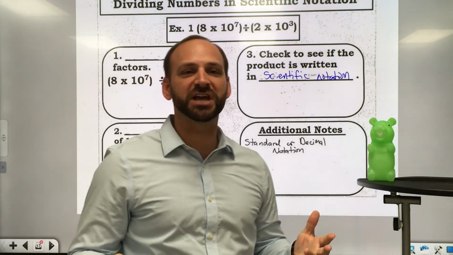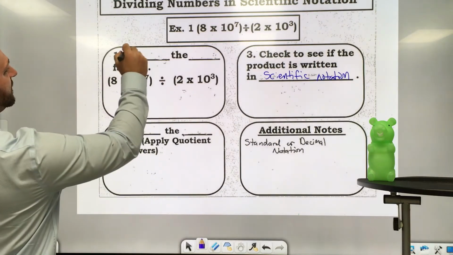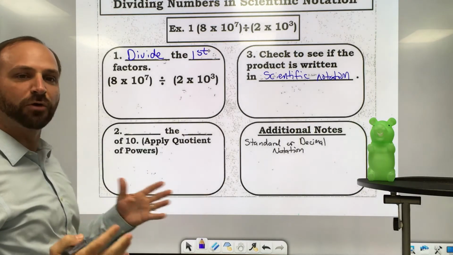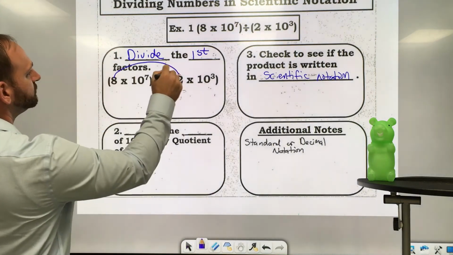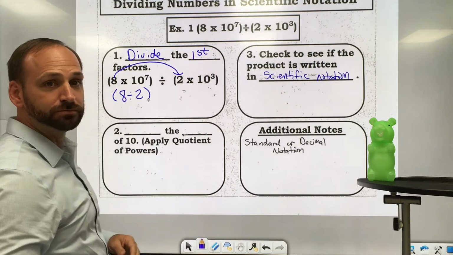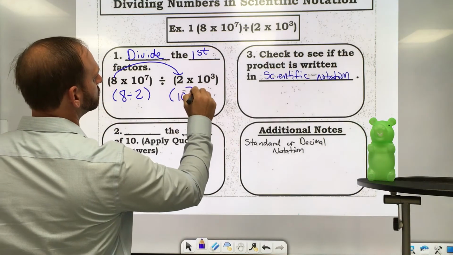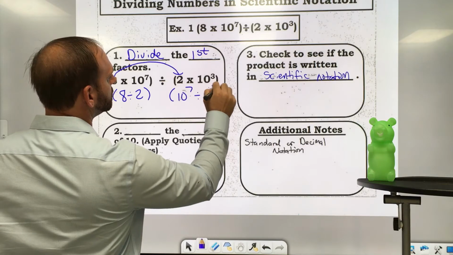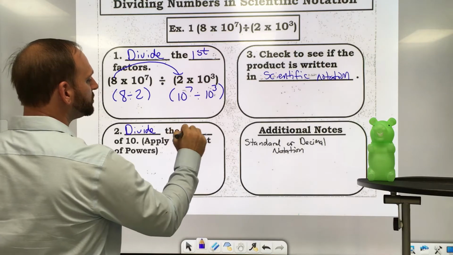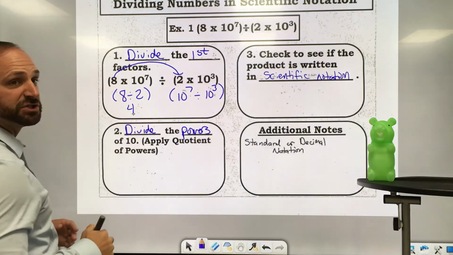Now let's take a look at 2 examples with dividing numbers written in scientific notation. Very similar. We're going to take the first factor and we're going to divide them. So divide our first 2 factors in each term. So 8 divided by 2. And then I'm going to pair my powers of 10 together. And I want to be able to divide the powers of 10. So 8 divided by 2 is 4.